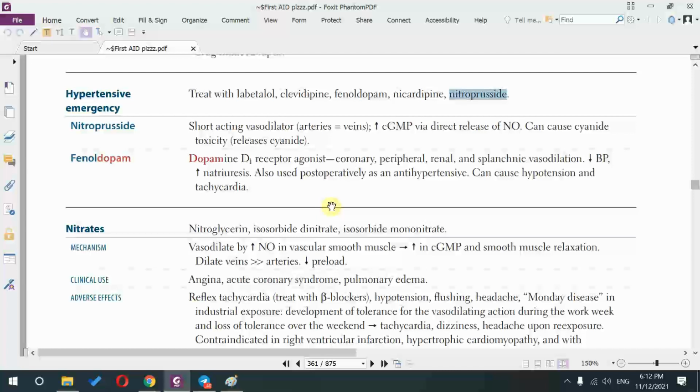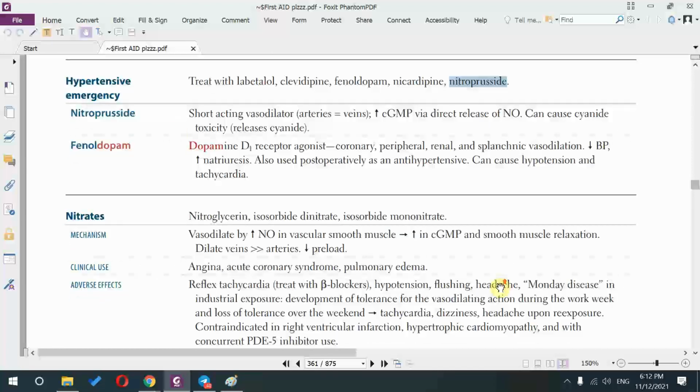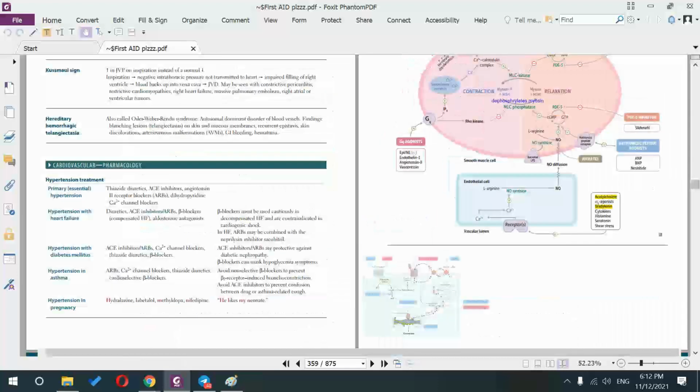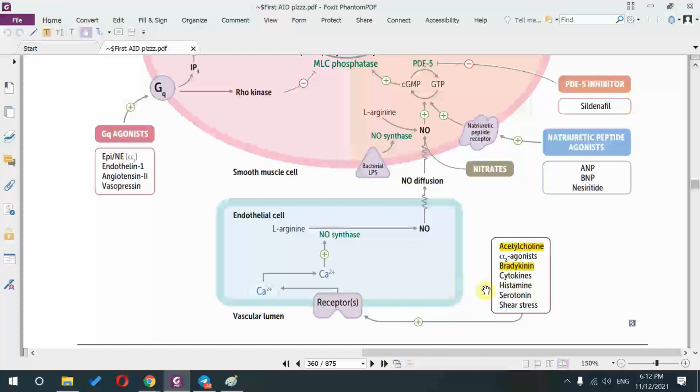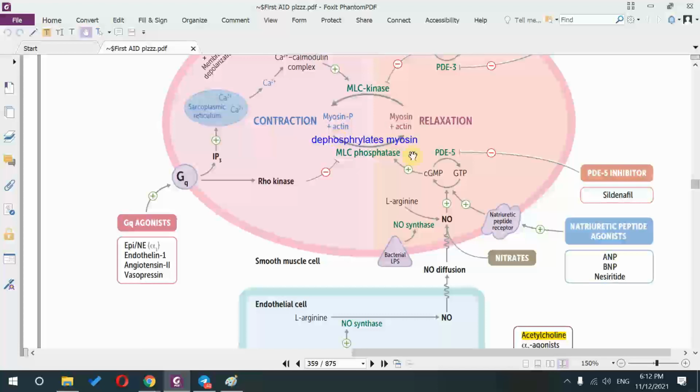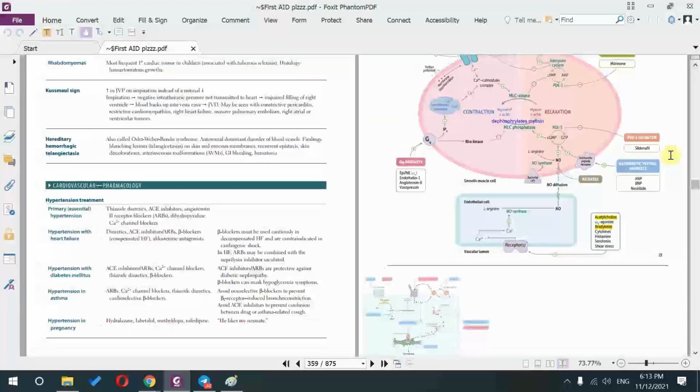In step 1, you must only know how the drugs work and their side effects. Okay, so it's a short-acting vasodilator, arteries equal to veins. It increases cyclic GMP via direct release of nitric oxide, can lead to cyanide poisoning. Taking a look at the cyclic GMP, you remember we saw this yesterday. Here is the nitric oxide, and where is our amigo? Here it is. Nitrates lead to direct release of nitric oxide, which leads to more cyclic GMP, which helps you induce this enzyme, myosin light chain phosphatase, which leads to relaxation. Relaxation of the smooth muscles leads to vasodilatation or constriction?